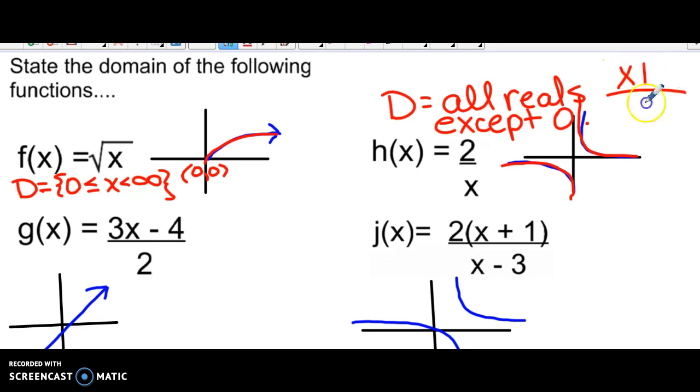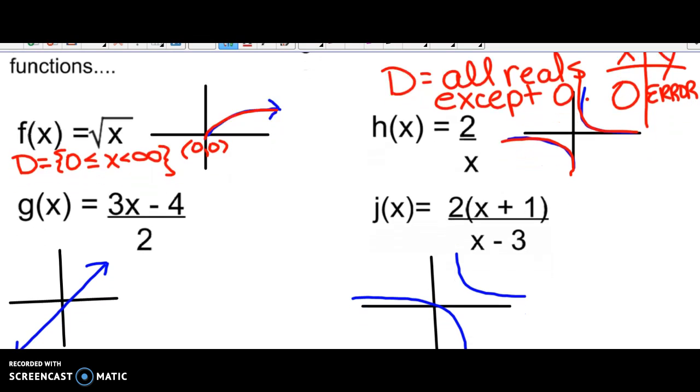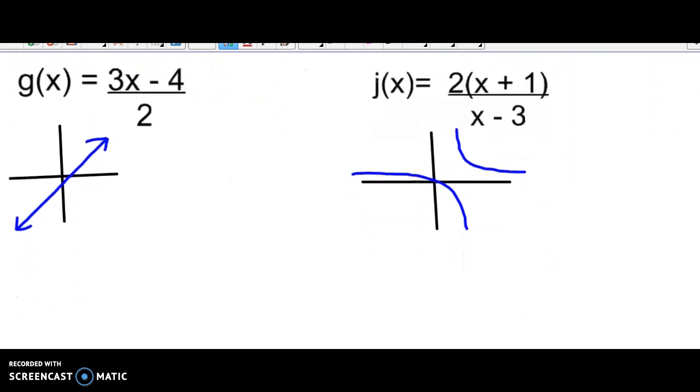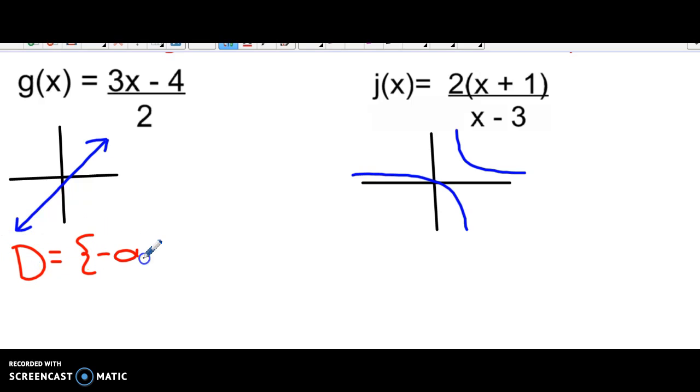If you're looking at your table, when you get to where x is 0, you should have an error message. Okay, that's what x is not allowed to be. All right, let's go on to the next one. This one turned into a straight line. All right, so your domain goes from negative infinity to positive infinity.